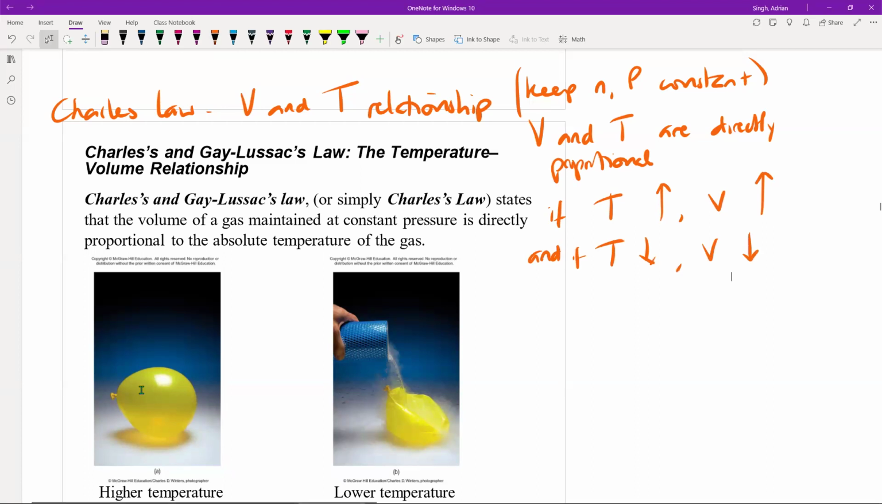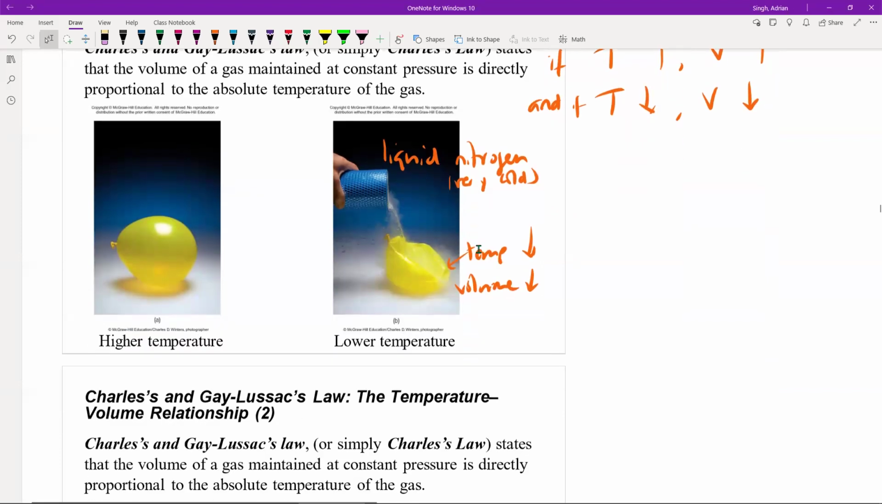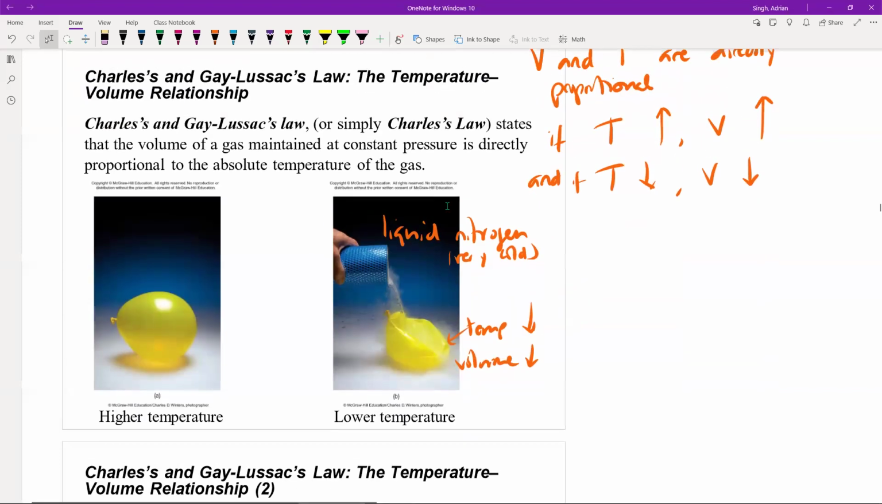And we have here an example where this is illustrated. We have a balloon at room temperature, for example. There's a volume that the gas occupies in it, the volume of the balloon. If we put some, this looks like liquid nitrogen on there, which is very, very, very cold. Obviously, here the temperature now decreases. And as a result, the volume of the balloon decreases as well, right? So that's a very simple illustration of Charles's law.